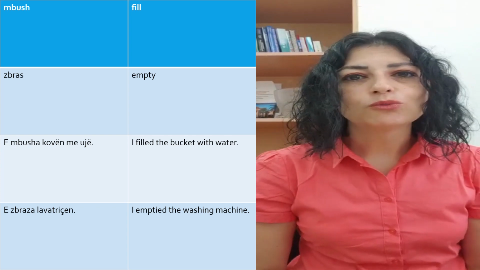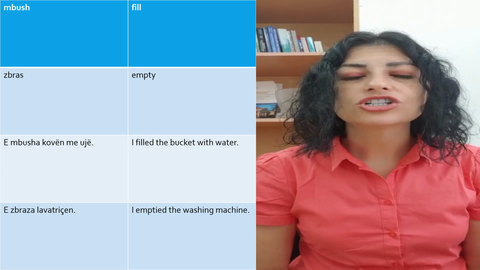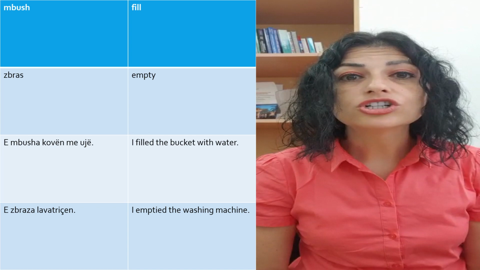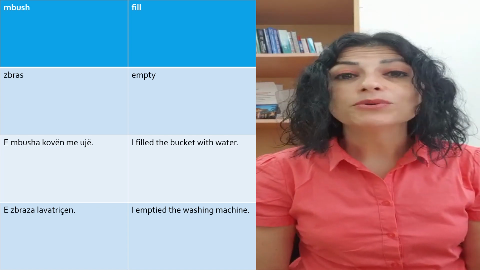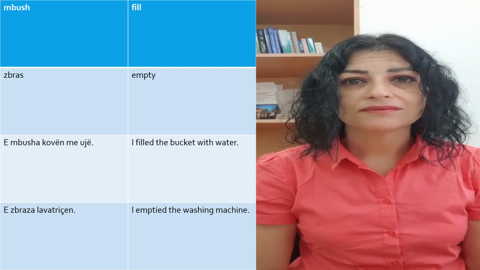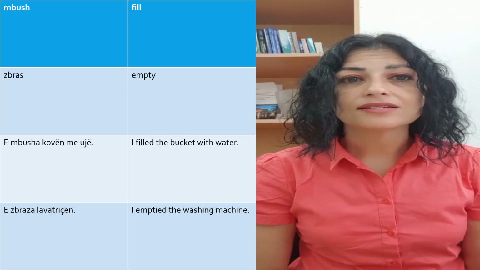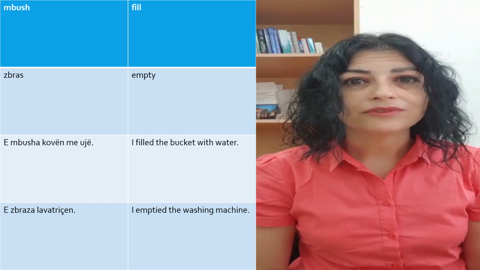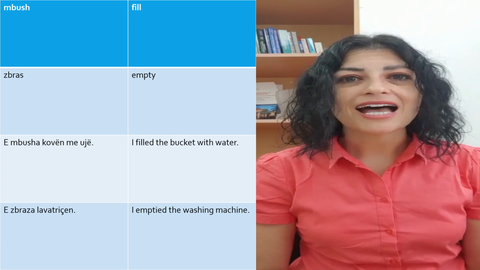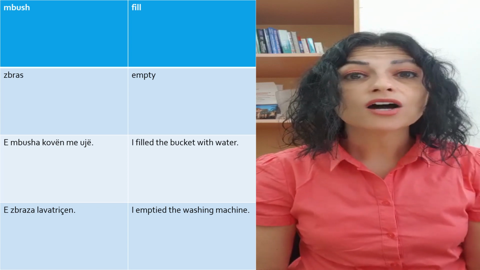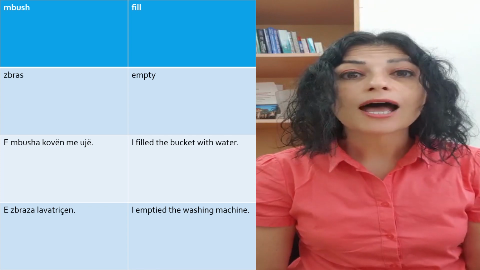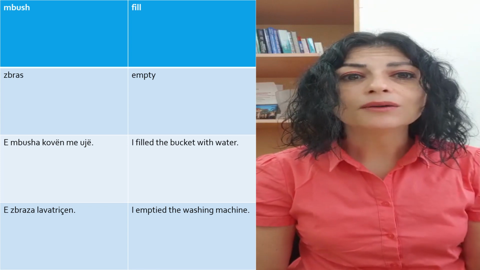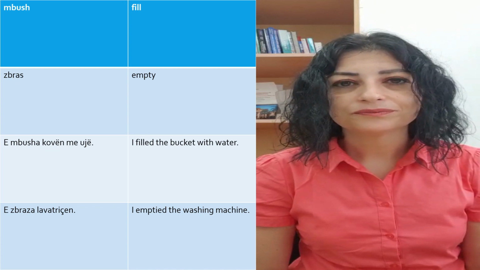All right, let's see two more verbs. Here we have two more verbs. Mbush, to fill. And the opposite, zbraz, to empty. For example, e mbusha kovën me ujë. I filled the bucket with water.